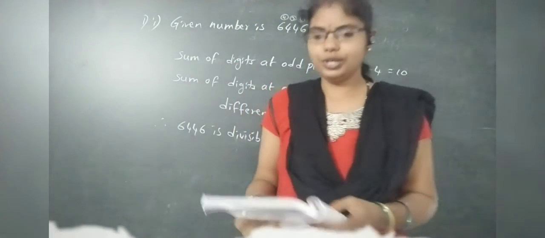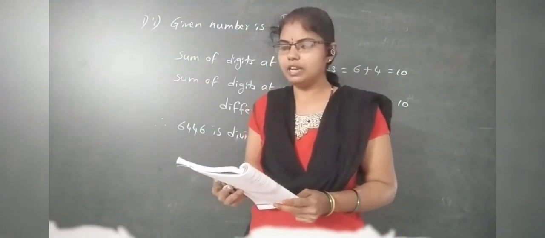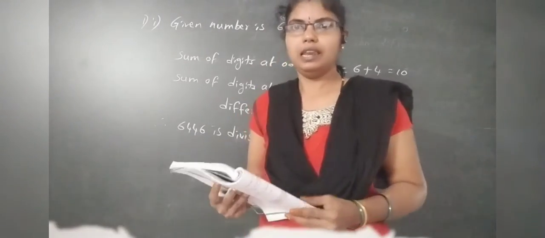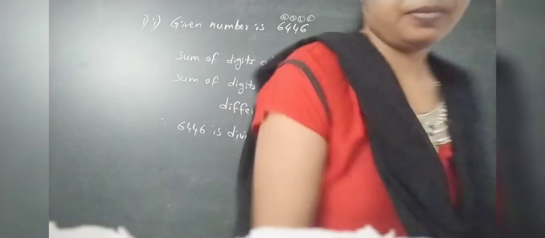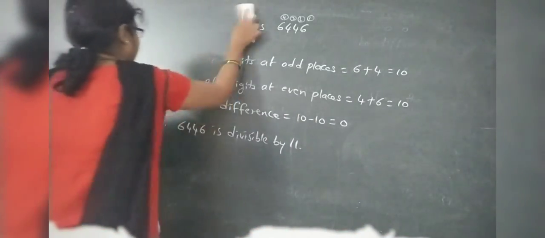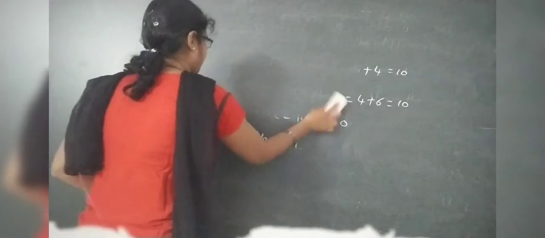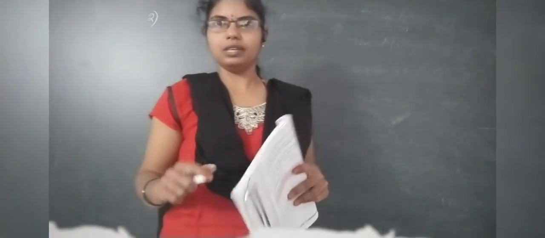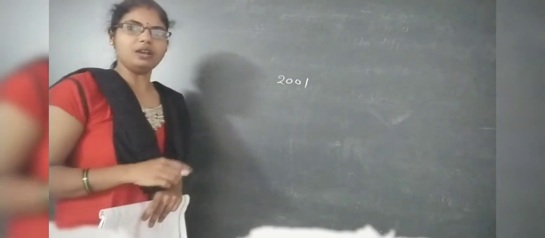Now see the second question, children. Write all the possible numbers between 2000 and 2100 that are divisible by 11. So between 2000 and 2100. Okay. So after 2000, which number? 2001. So is 2001 divisible by 11 or not? You have to check it.